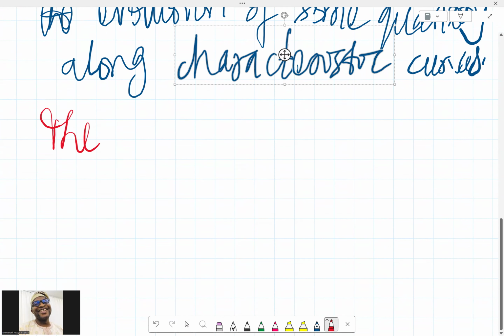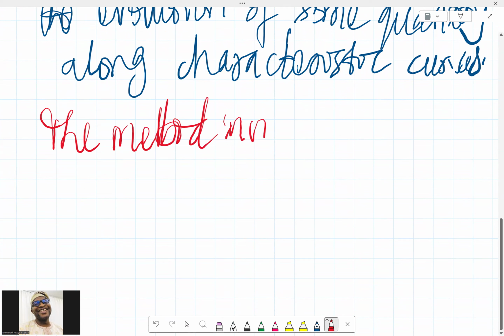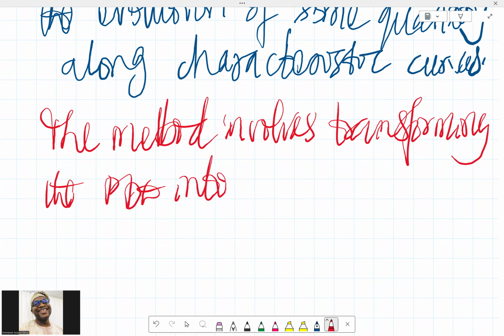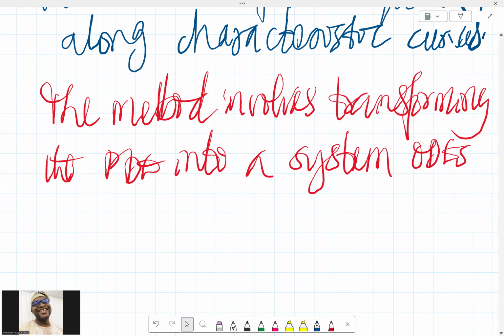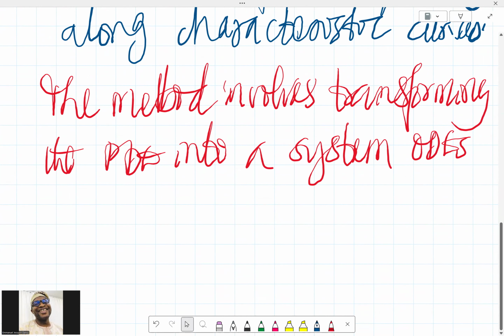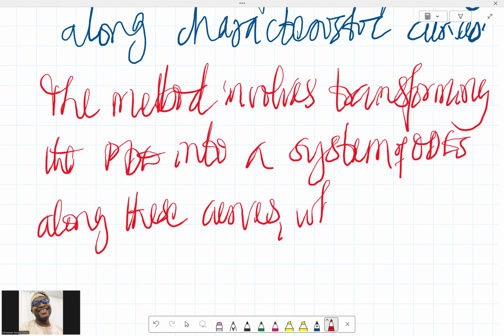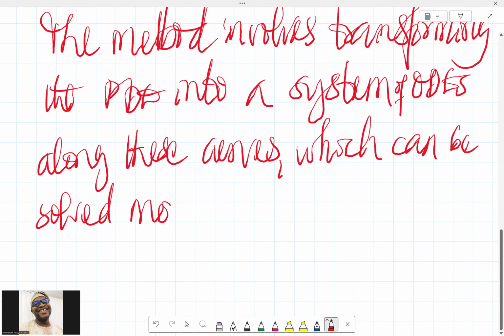So the method involves transforming the PDE into a system of ordinary differential equations along these curves, which can be solved more easily.